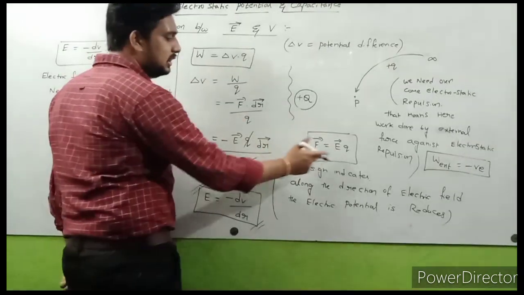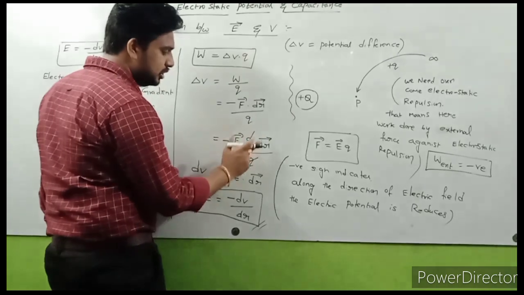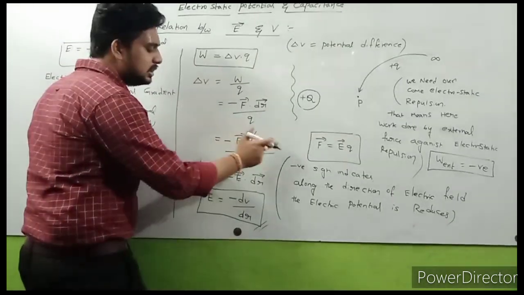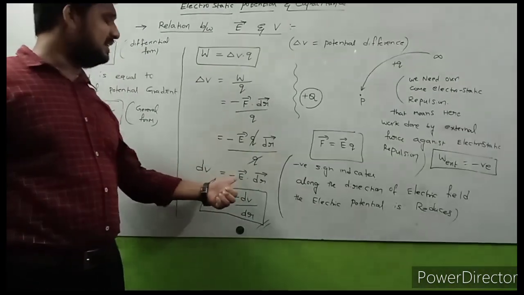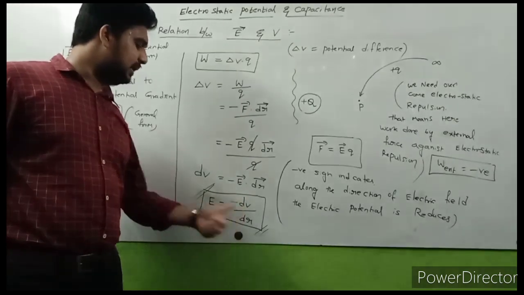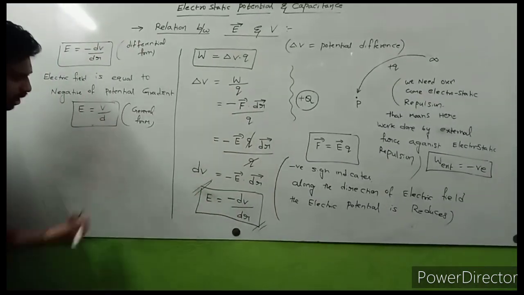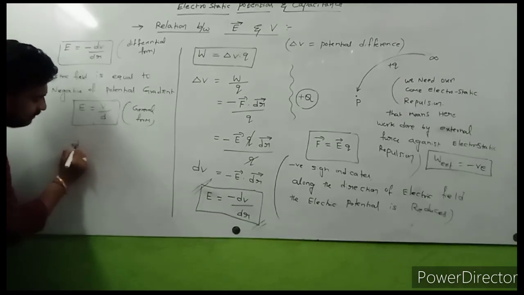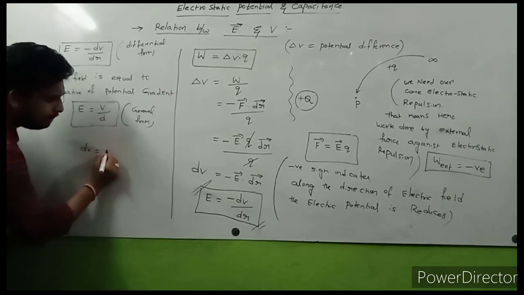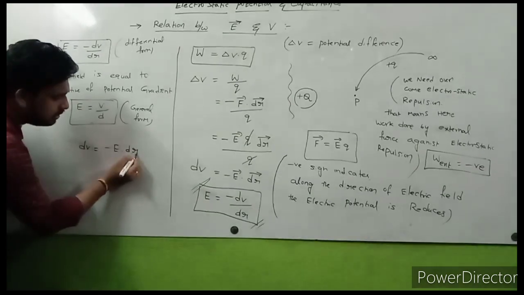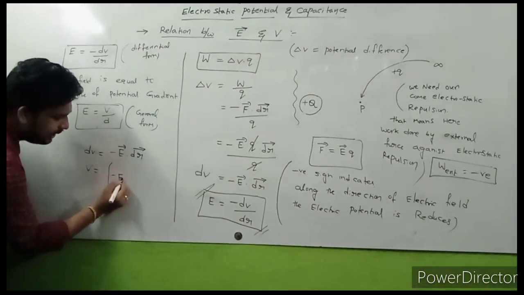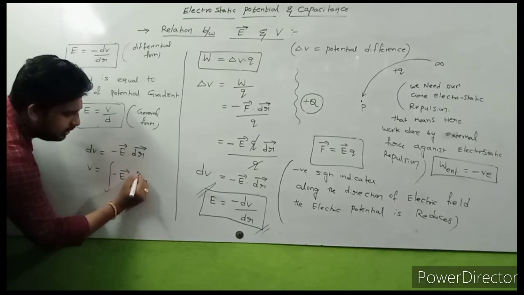Then what is the F bar formula here? E bar into Q. E bar into Q into dr bar by Q. Then Q is cancelled. We got minus E bar dot dr bar. This is dV is equal to minus E bar dot dr bar. From that, E is equal to minus dV by dr. From this, observe carefully how we got the potential formula here. dV is equal to minus E bar dot dr bar. Then V is equal to integral of minus E bar dot dr bar.